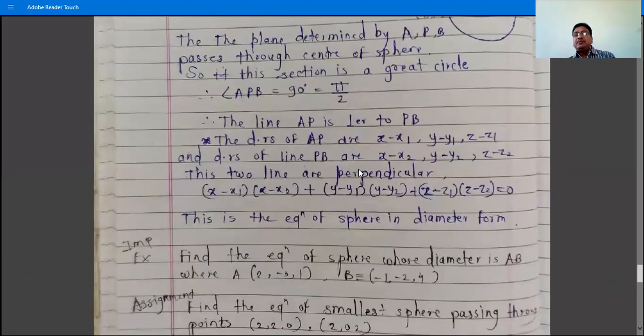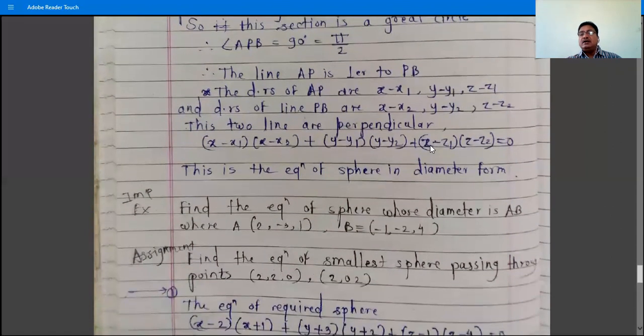So by using the condition of perpendicularity, what do we have? If the first line has direction ratios a1, b1, c1, and the second has direction ratios a2, b2, c2, then the condition of perpendicularity is a1a2 plus b1b2 plus c1c2 is equal to 0. So we have (x minus x1)(x minus x2), that is a1a2, plus (y minus y1)(y minus y2), that is b1b2, plus (z minus z1)(z minus z2), that is c1c2, is equal to 0.